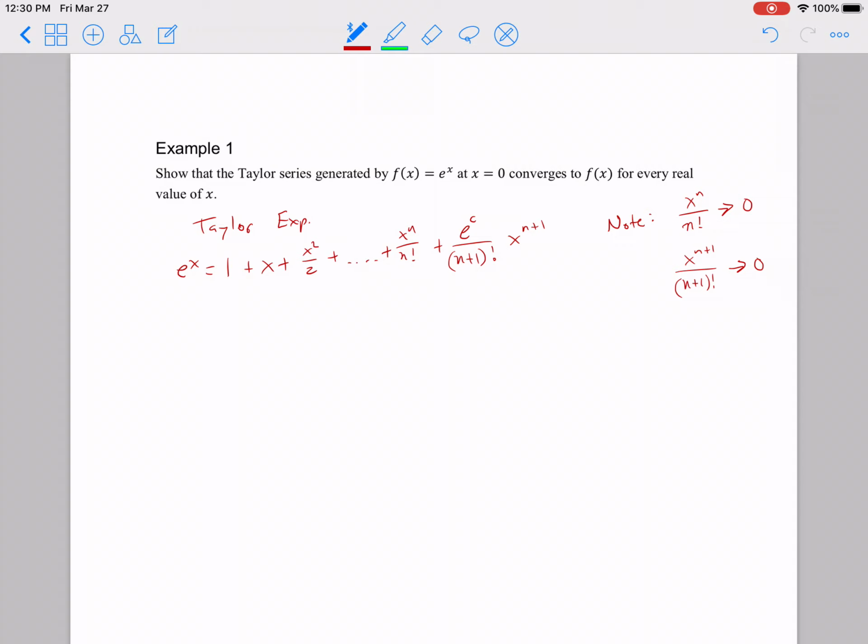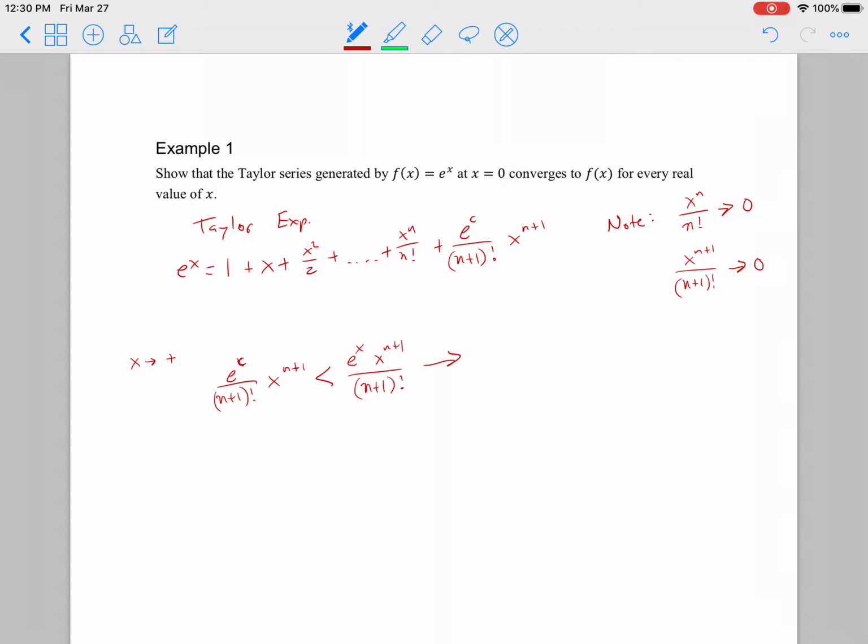So we have a couple of options here. First, we can have x being a positive number. If x is positive, then what we end up with is e to the c over n plus 1 factorial times x to the n plus 1 is going to be less than e to the x times x to the n plus 1 over n plus 1 factorial, which should make sense, because c has to be less than x, and so that'll end up being less than it. And then this will go over here as n goes to infinity.